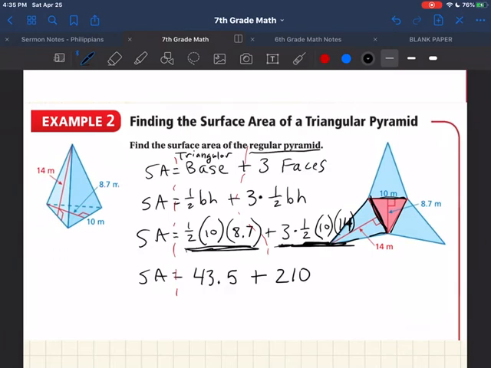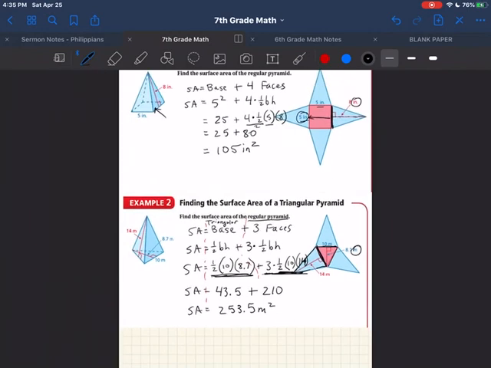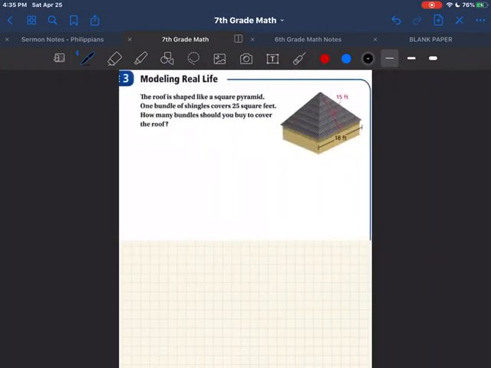Okay, so 210 plus 43.5 is equal to, well, I don't need the calculator for that, 253.5 meters squared. All right.